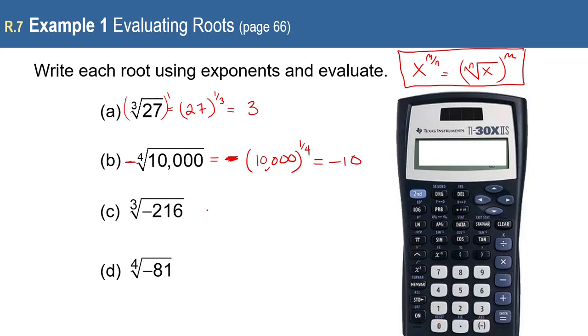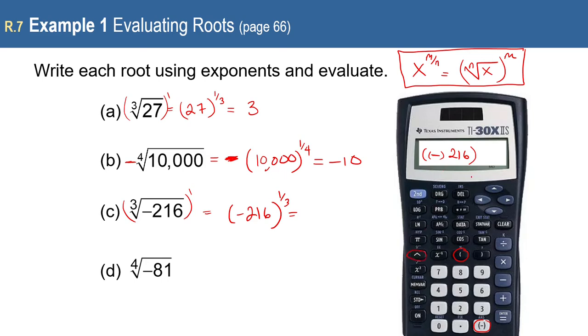Part C, let's rewrite this as -216 raised to the 1/3. Again, there's an invisible exponent of 1, so this is equivalent to -216 raised to the 1/3 power. And to enter this, you want to be extra careful. I want to make sure to put parentheses first, then this negative symbol. So that's -216. And then I'll close it off. So this is -216 inside a set of parentheses.